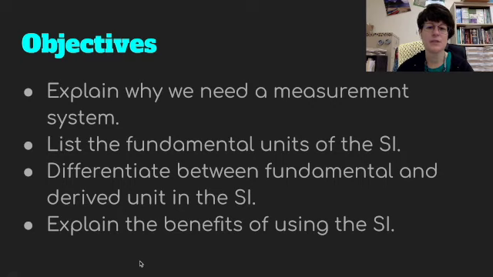So our objectives today were to explain why we need a measurement system, list the fundamental units of the SI, differentiate between fundamental and derived units in the SI, and explain the benefits of using the SI. So don't forget your 5 questions, and I'll be back with another video for this section in your book about measurement.